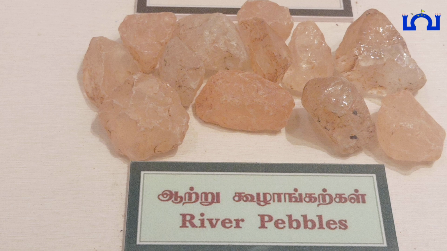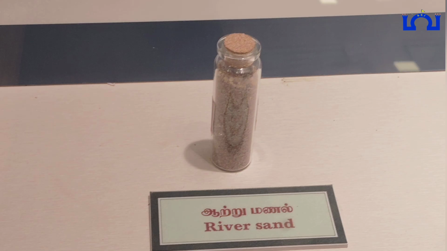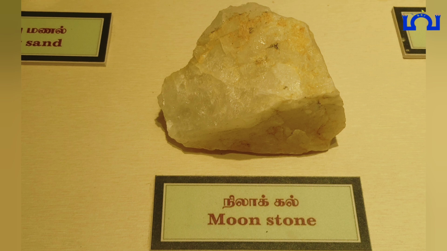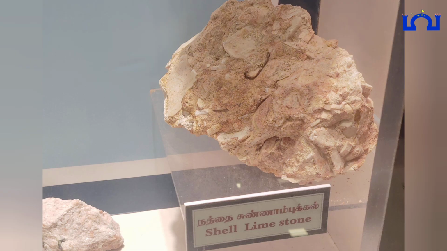These are river pebbles formed by the water flowing, which made the stone smooth over time. Phyllite is used for decorative purposes, and it is an example of river sand. And this is a moonstone. It is sodium, potassium, aluminum silicate. It is used as an astrology gemstone. Sunstone is also a feldspar group mineral used in astrology.